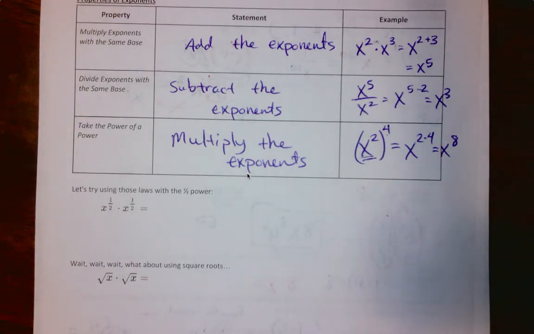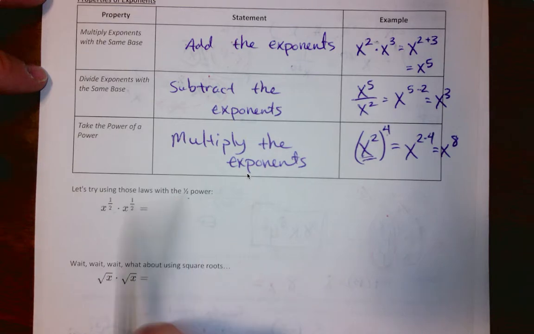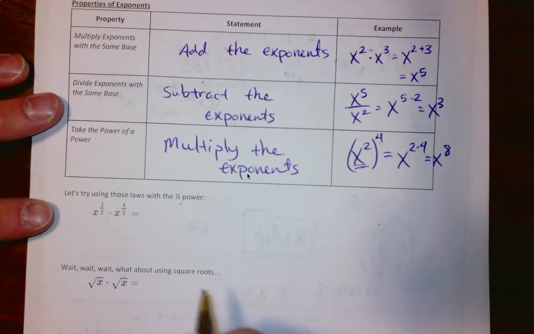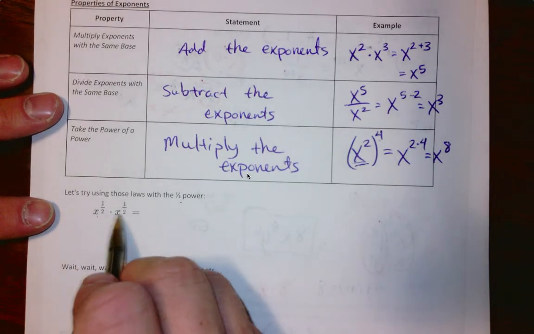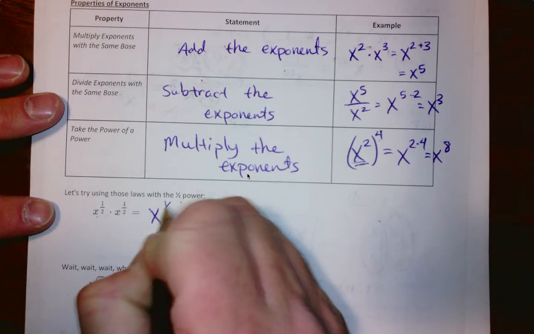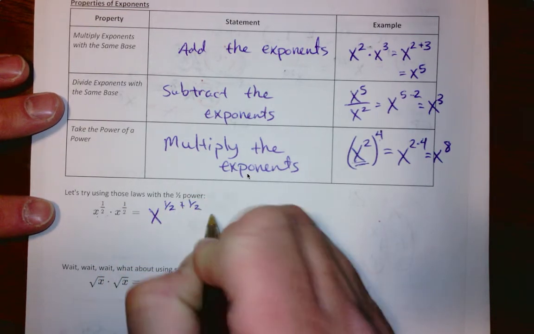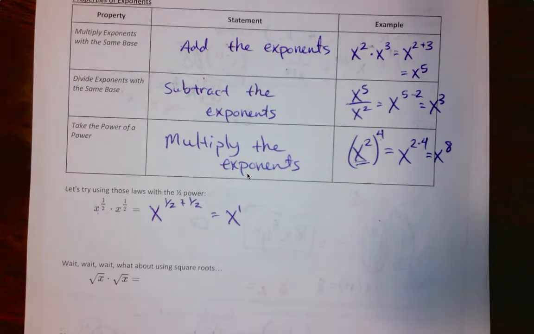These rules apply for using fractional exponents. All my examples used integers, but we can also say the same thing is true with 1/2 exponents. So like if you have x to the 1/2 times x to the 1/2, that would be x to the 1/2 plus 1/2, which is x to the 1.